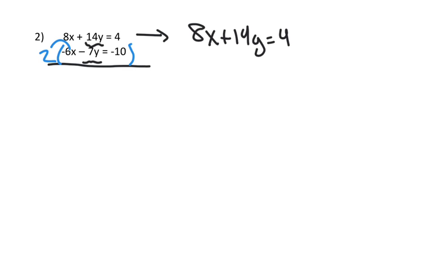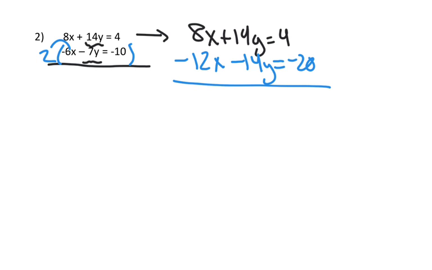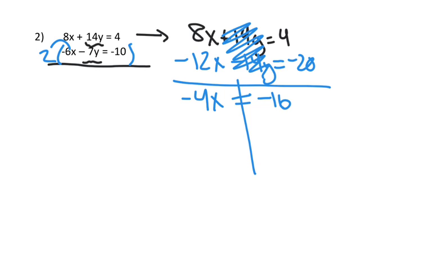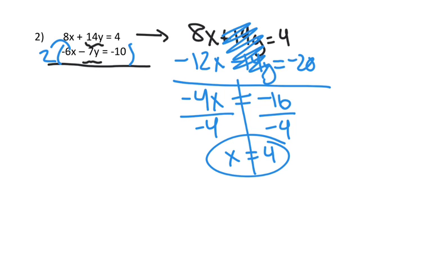But on the bottom, I'm going to distribute this positive 2, which gives us negative 12x, negative 14y equals negative 20. So now I'll add straight up and down. 8x plus negative 12x is negative 4x. 14 plus negative 14, those cancel. And 4 minus 20, or 4 plus negative 20, is negative 16. Solve this equation. Divide by negative 4. And x equals positive 4.